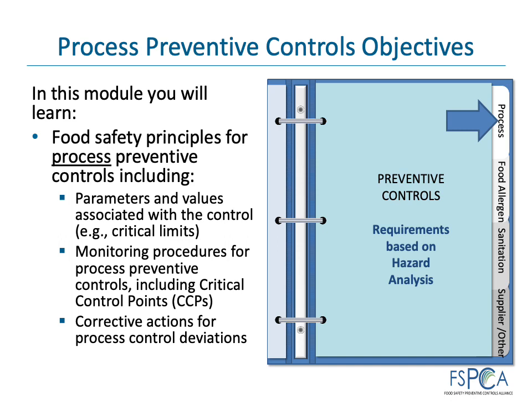Once a process preventive control, such as a CCP, is identified for a specific hazard, parameters and values that can be used to control the hazard must be established. Keep in mind that the requirements for process preventive controls depend on the role of the process control in the food safety system.